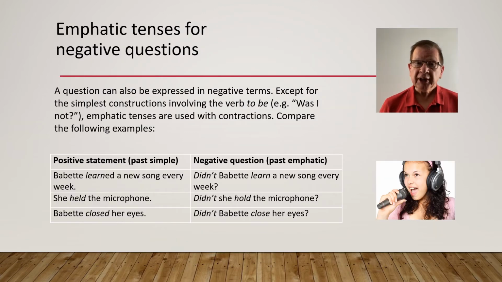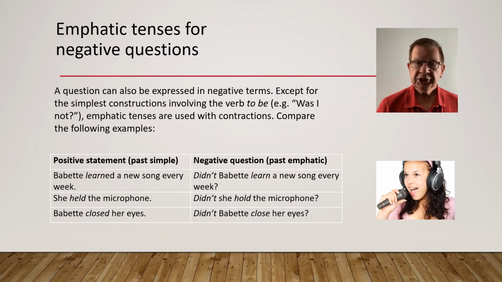Now let's talk about emphatic tenses for negative questions. A question can also be expressed in negative terms, except for the simplest constructions involving the verb to be, for example, "was I not." Emphatic tenses are used with contractions. Compare the following examples. Positive statement: Babette learned a new song every week. Negative question: didn't Babette learn a new song every week?